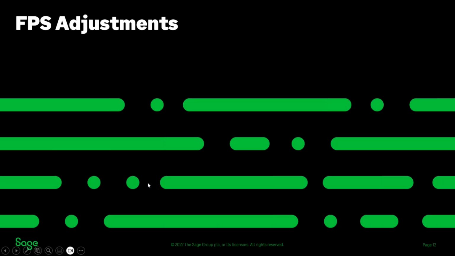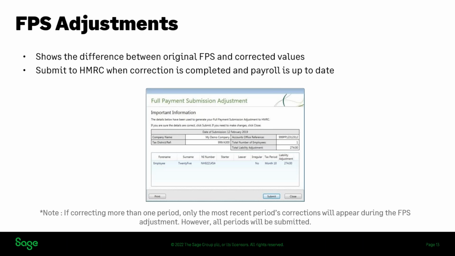That does nicely bring us into the FPS adjustments section. So what does an FPS adjustment do? Well, it's quite simple. It shows the difference between the original FPS and the corrected values. So this just shows the difference and informs HMRC there's a change.